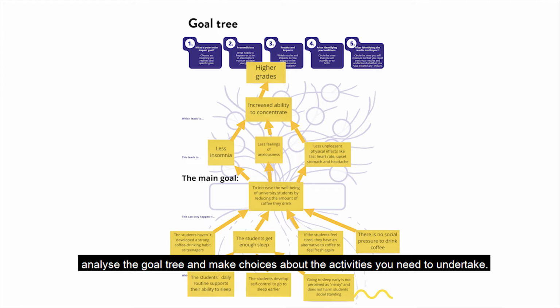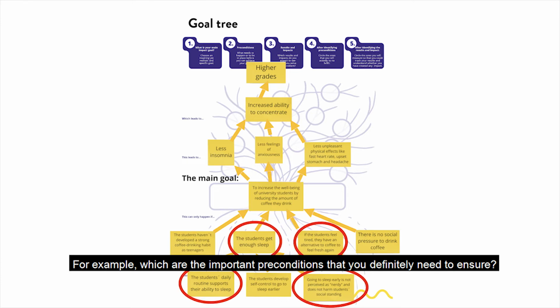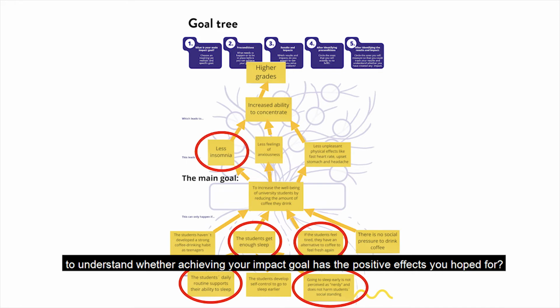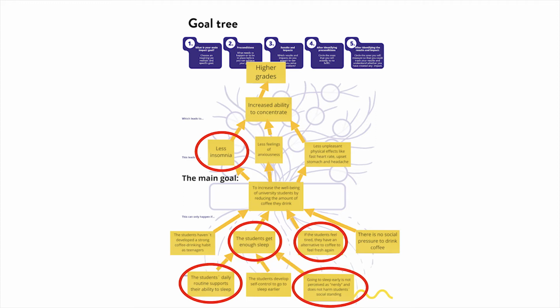Having mapped all the preconditions and the impacts of achieving your impact goal, analyze the goal tree and make choices about the activities you need to undertake. For example, which are the important preconditions that you definitely need to ensure? And which are the impacts that you need to measure for sure to understand whether achieving your impact goal has the positive effects you hoped for?